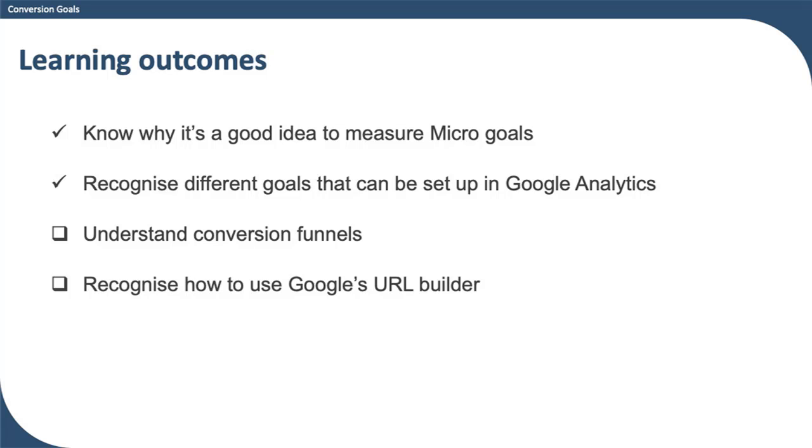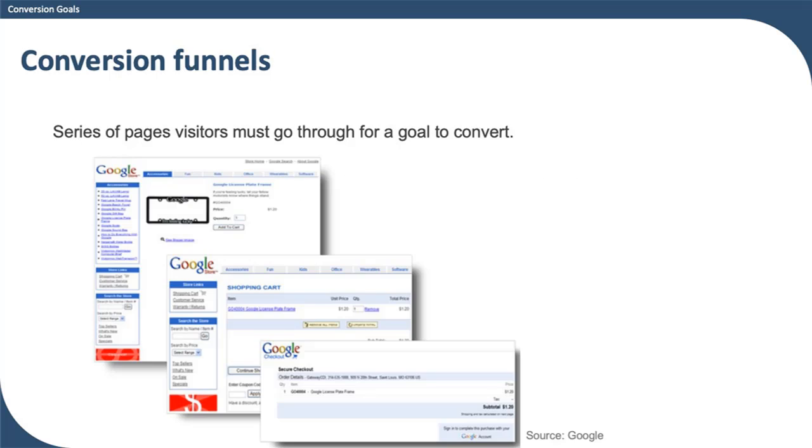Next, we'll look at conversion funnels. A destination goal can have a conversion funnel, and a conversion funnel is the series of web pages that a visitor must go through in order to complete the goal. A familiar example of a conversion funnel is on most e-commerce sites. The conversion goal is when the visitor has placed an order and the order confirmation page is displayed. The conversion funnel is the series of pages that the visitor must go through before reaching this order confirmation page.